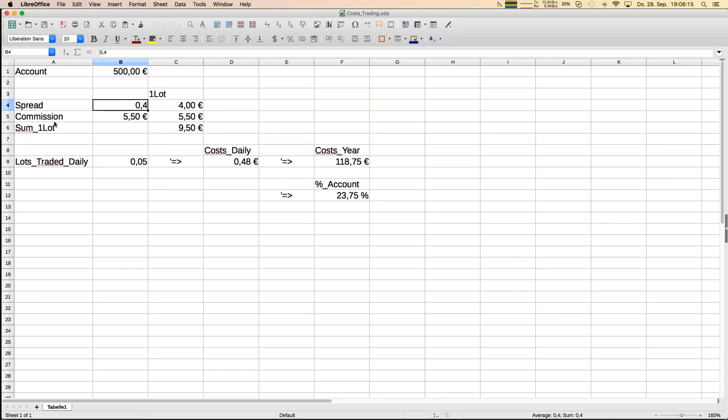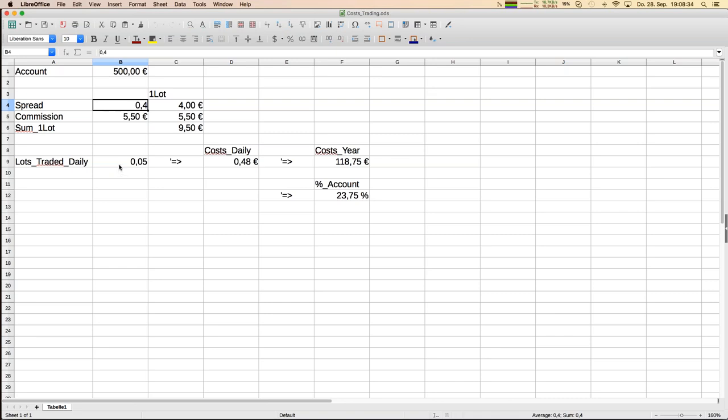So now let's add the commission. So we have a CFD commission of 5.5 euro per lot, and that adds up to nearly 10 euro if we trade one lot. Okay, so there are the costs per lot.